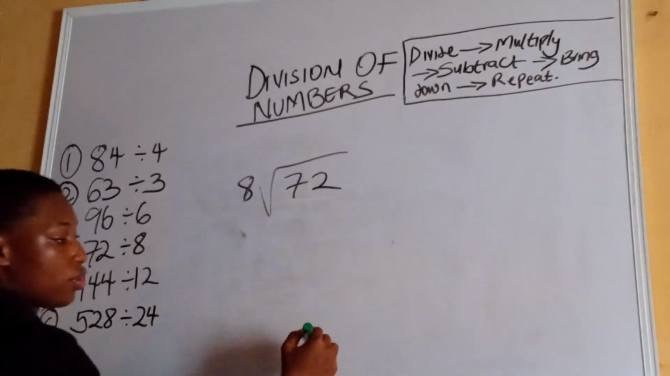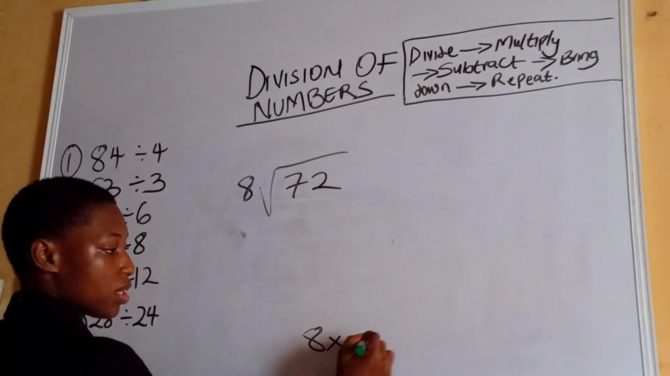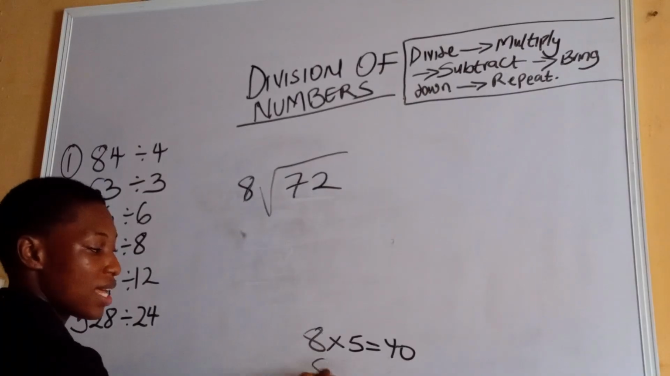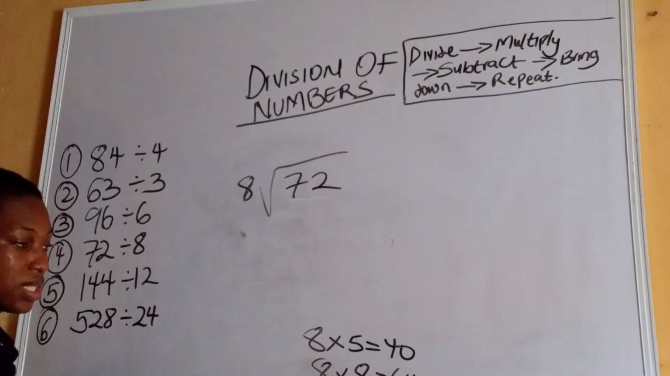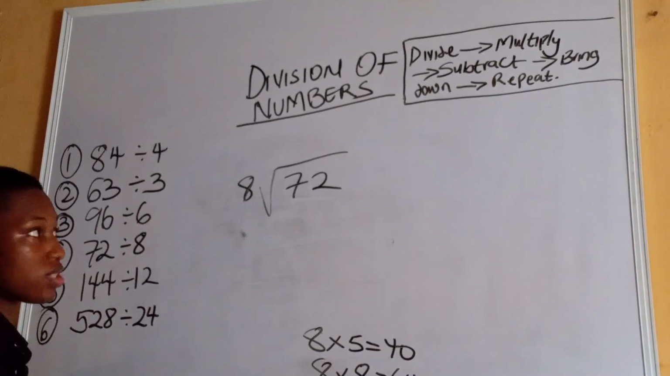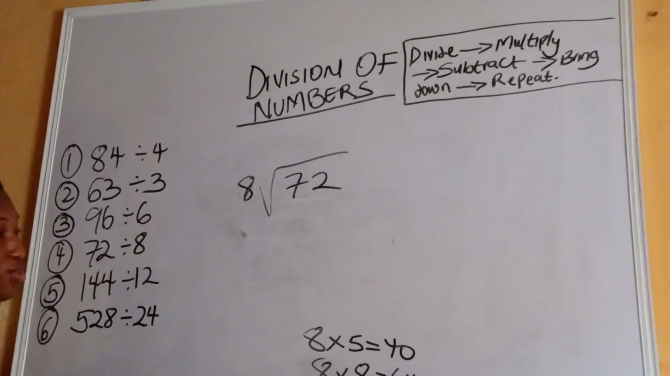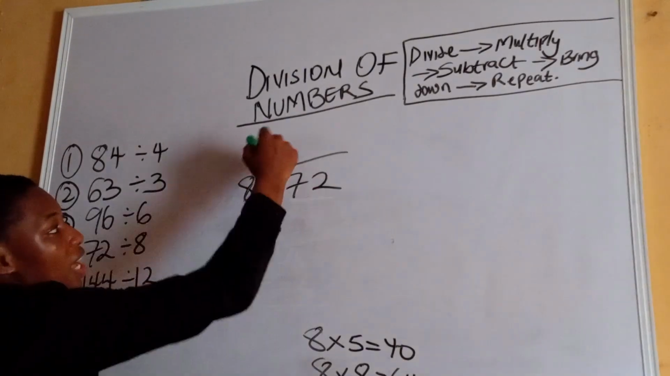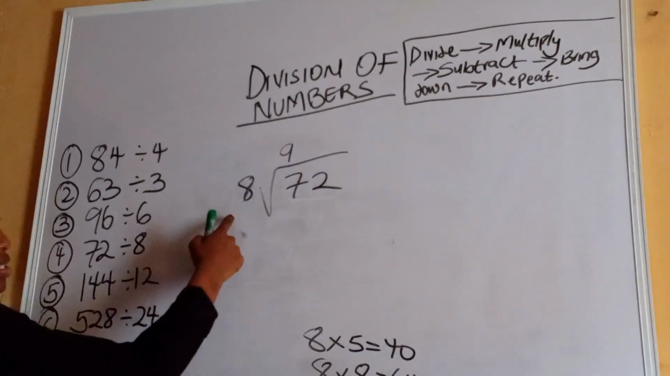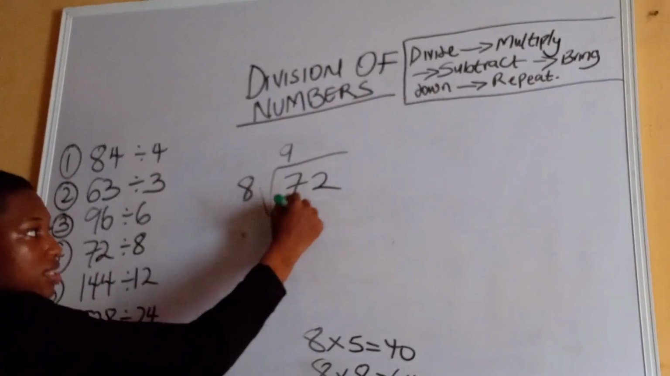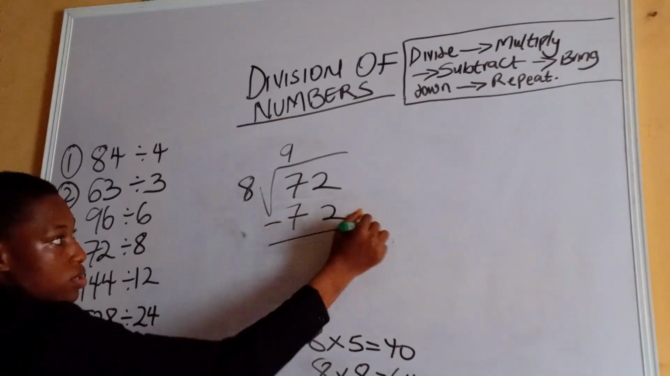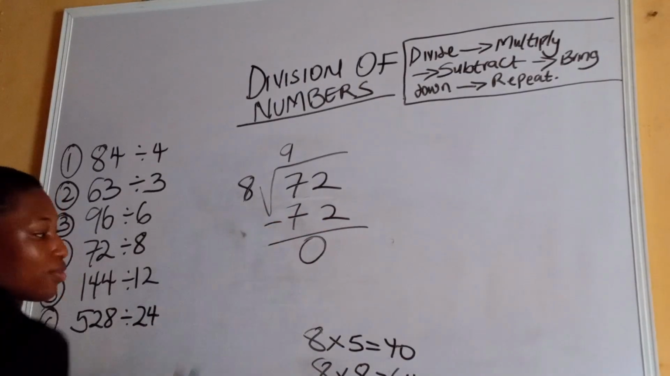Now we know that 8 times 5, that's 40. And we know that 8 times 8, that's 64, right? 8 times 9 is what? 72. So you look at your timetable, you look at your multiplication table, your 8 times 9 is 72. So you can get 9 eights from 72. So you multiply this. 8 times 9, that's 72. Then you minus. 72 minus 72, your answer is 0.